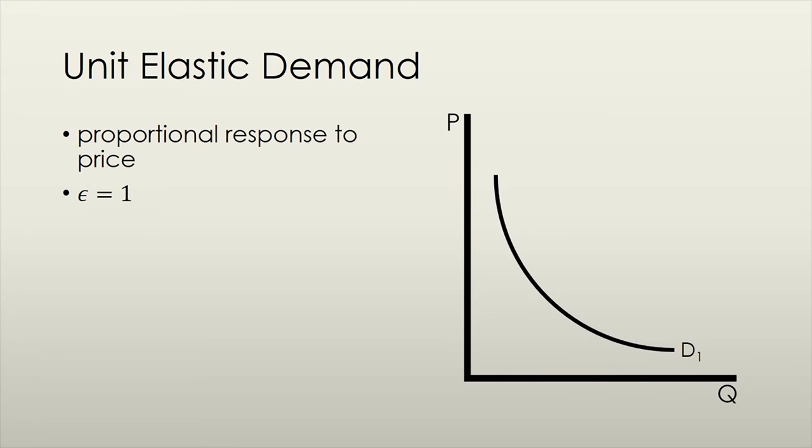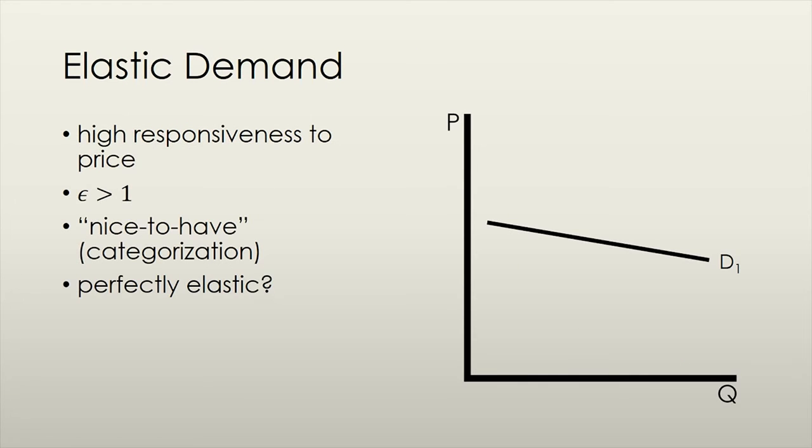Unit elastic demand just means that a change in the price induces a proportionate change in the quantity demanded. If the percent change in price equals the percent change in quantity demanded, then the elasticity of demand would equal 1. If the price elasticity of demand is greater than 1, the good is said to be elastic.